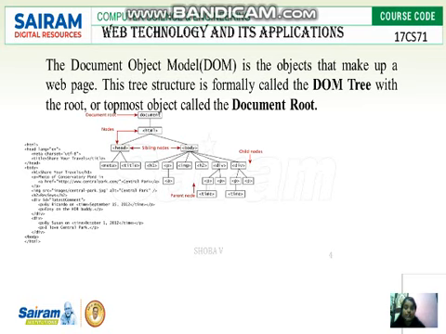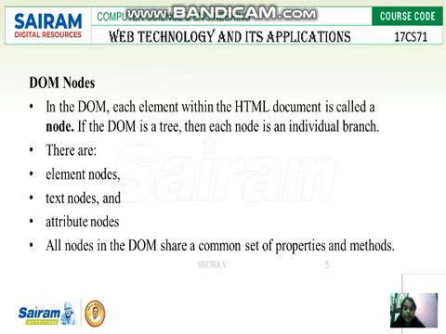These are the sibling nodes. Under that we have child nodes, and we can access the child nodes through the parent node. This is how the directory goes. Now, document object model nodes: each element within an HTML document is called a node. If the document object model is a tree, then each node is a branch. We have branches called element nodes, text nodes, and attribute nodes.